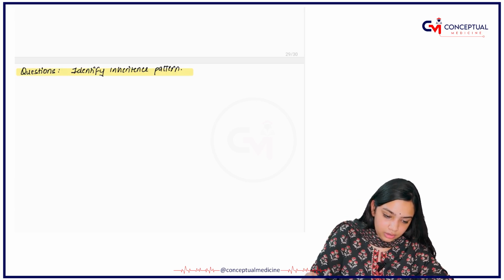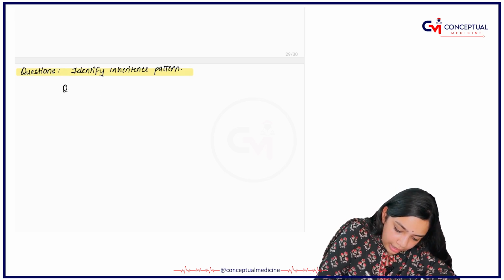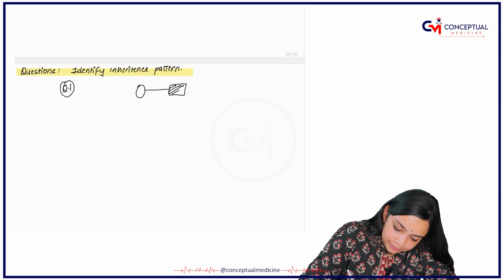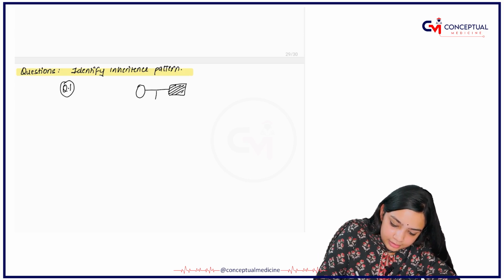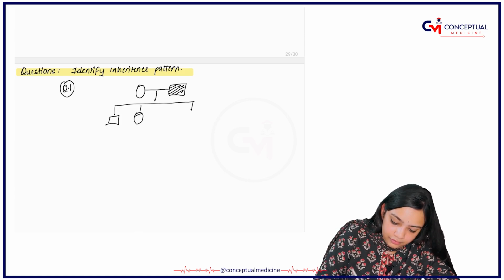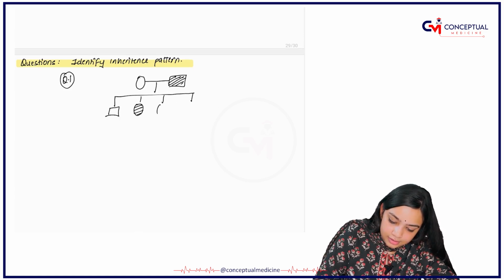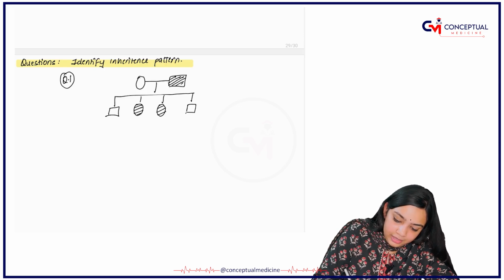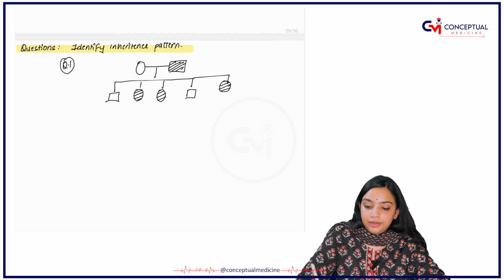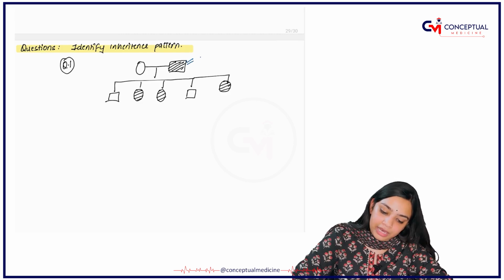So, the first question that you have: a female, then you have a male which was affected. Then they had their offsprings in which male is okay, female is affected, then the female is affected, male is okay, female is affected. What is the first thing you will do? First thing is that you will find out what are the affected things that we are getting. Male is affected.